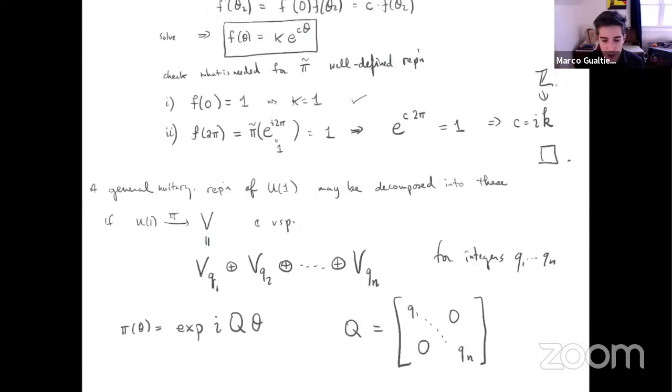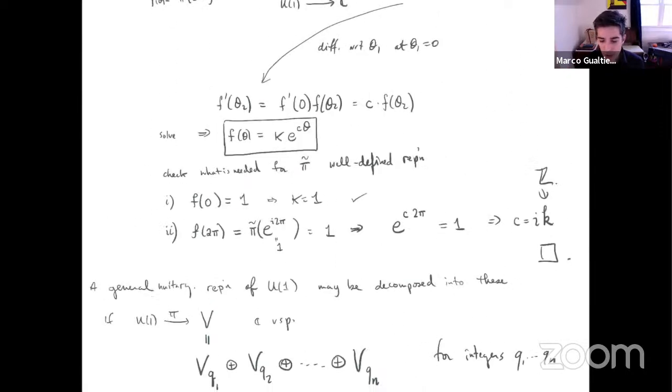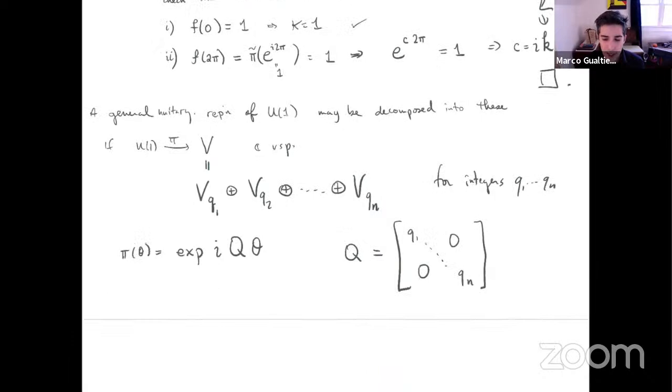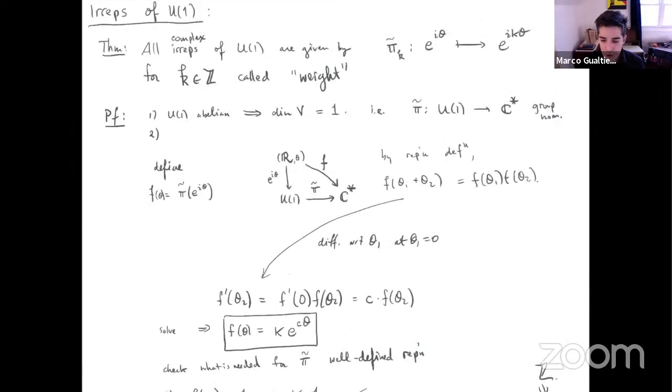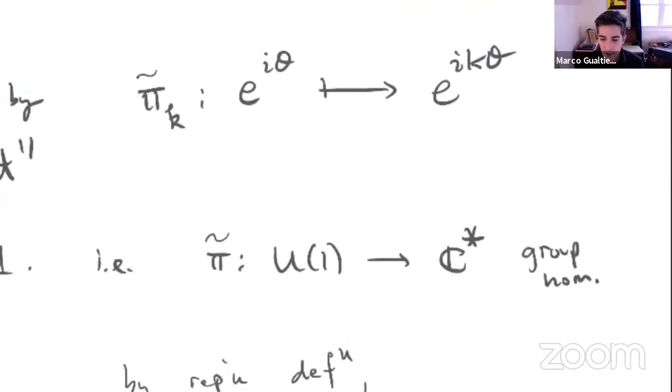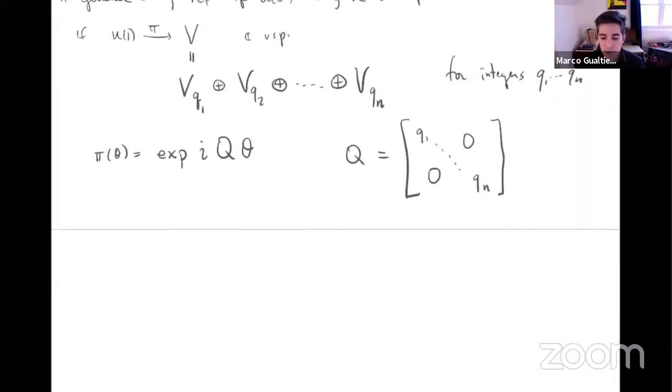And this is just the generalization of the form that we just saw. c was equal to ik, and so we got a representation of the form e to the ik theta. The point is that for a larger vector space, that k becomes a matrix, a diagonal matrix of weights. These are the weights of the action. And these weights, that's what we call them in mathematics. In physics, it has a different name.